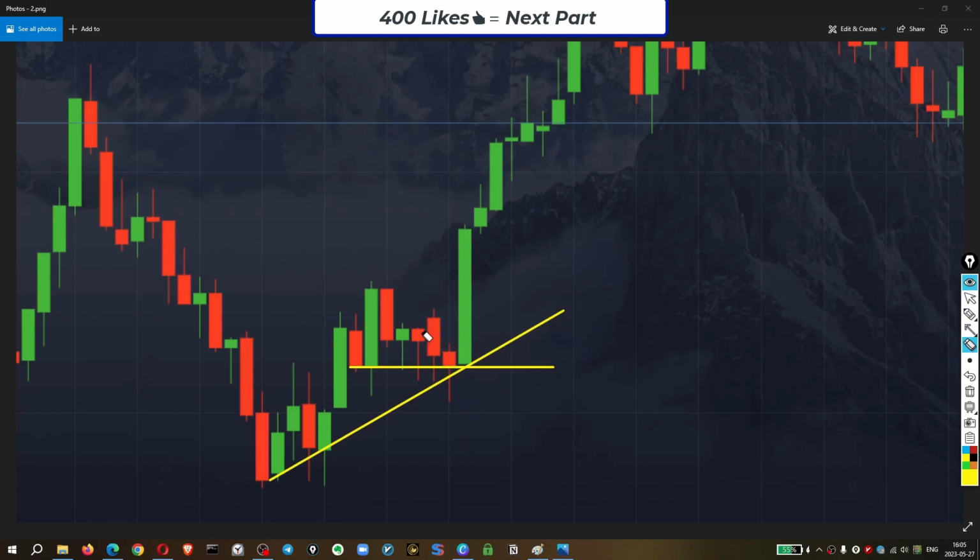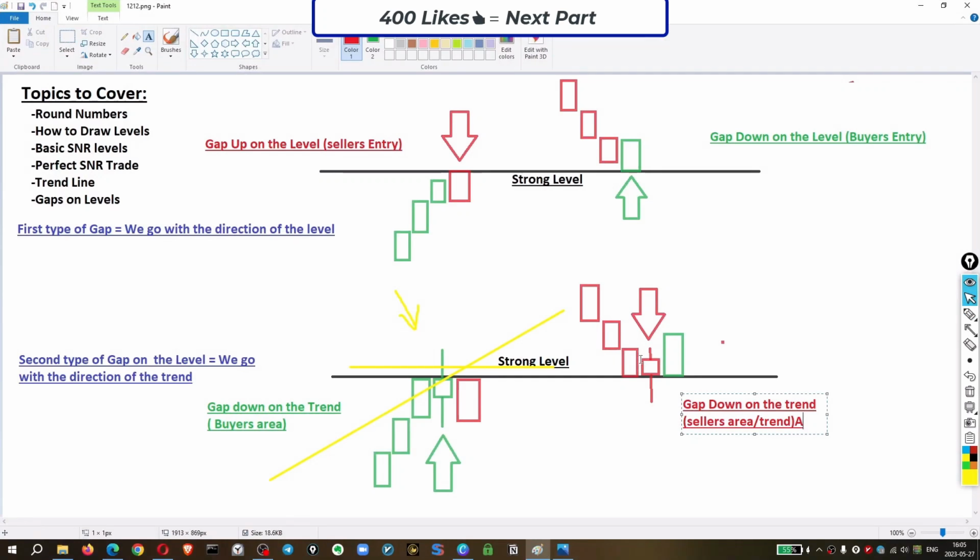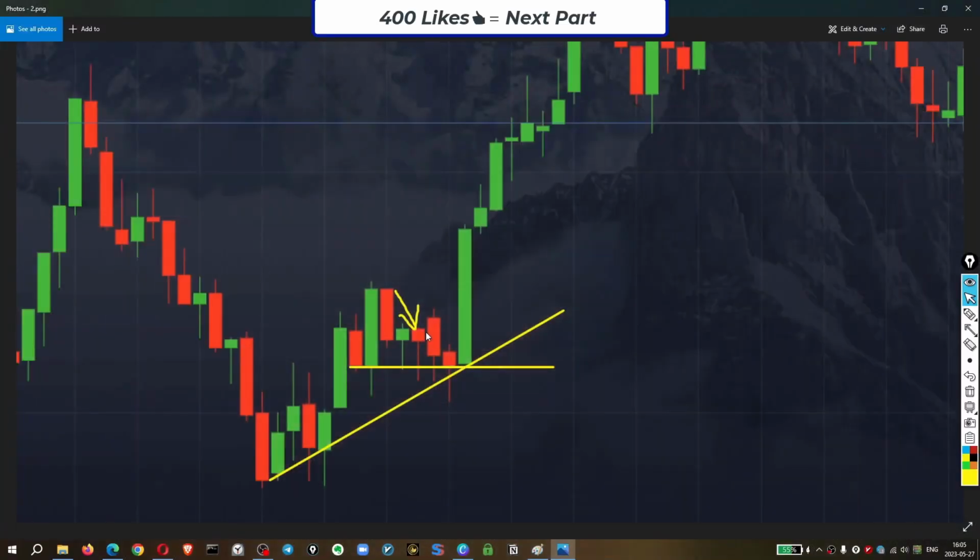You see that the first gap here, this is the second type of gap, okay? This is the trend, and it jumps up, okay? So it makes a distance between the candle and the level, okay? This candle jumps up right here, closed here, jumped up, okay? So we go with the trend. The trend is coming down, so we take this trade as a sell trade, okay? This one. The next candle as well.